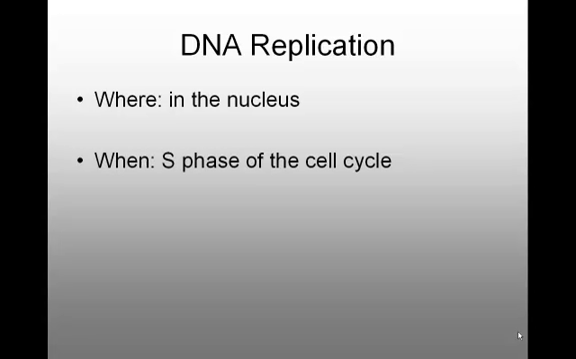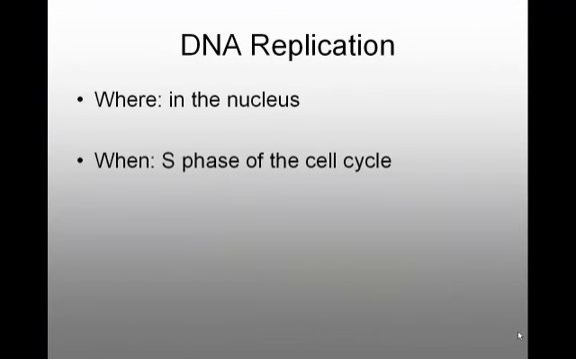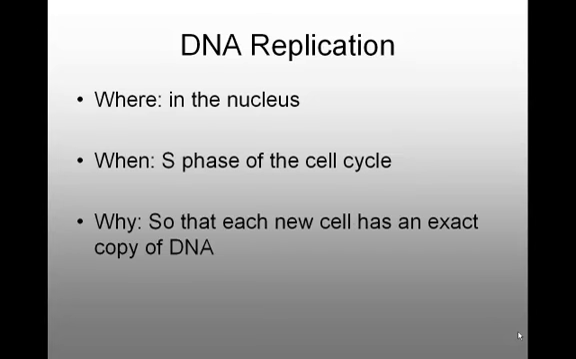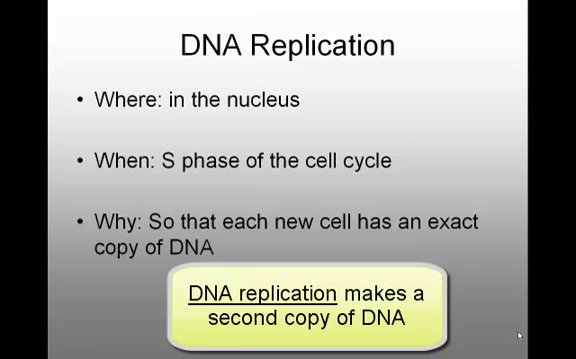So remember, during interphase, you had G1 where the cell grew, and then the S phase where the DNA duplicated, and then G2 before it went into mitosis. So the S phase, or when the DNA duplicated, is what we're talking about here. And the reason that it happens is so that when the cell divides, each new cell is going to get an exact copy of its DNA. So that's why the DNA has to replicate. Replicate means basically to duplicate, to make a new copy that's exactly the same.